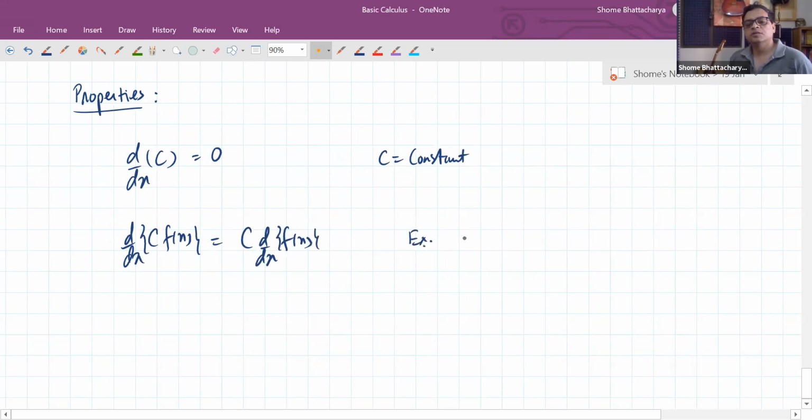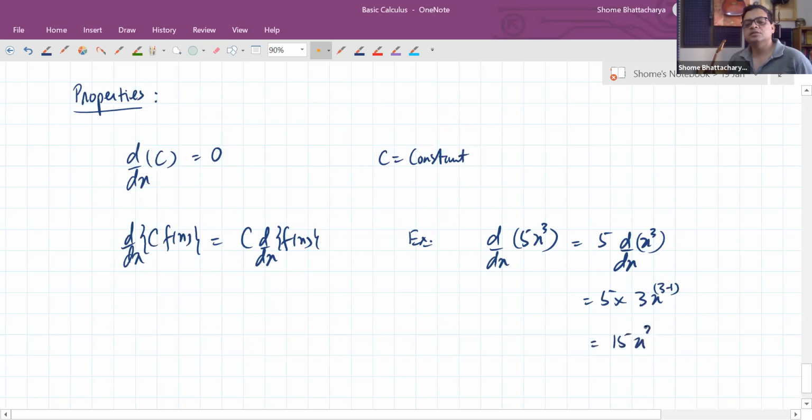So for example, we want to differentiate, let's say, 5x cube. So 5 being a constant, this will become 5 times the differentiation of x cube. And then we'll invoke that power rule. So it becomes 5 into 3x to the power 3 minus 1. So as you can see, this will become 15x square. Okay, so this is a simple case of the application of this particular property here.